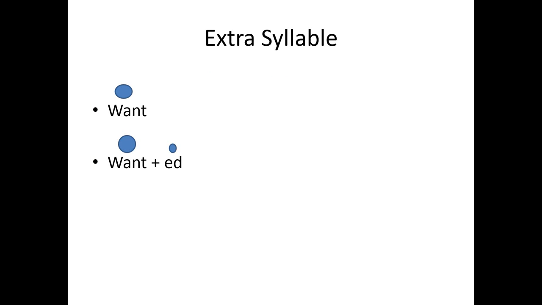Now, for that third sound that ED sounds like, we use the verb want. Want has one syllable, want. But when I say wanted, there's two syllables. So I add a syllable for wanted. Let's try another one. Need, needed. For need, I've added a syllable when I add ED. It's an extra syllable.